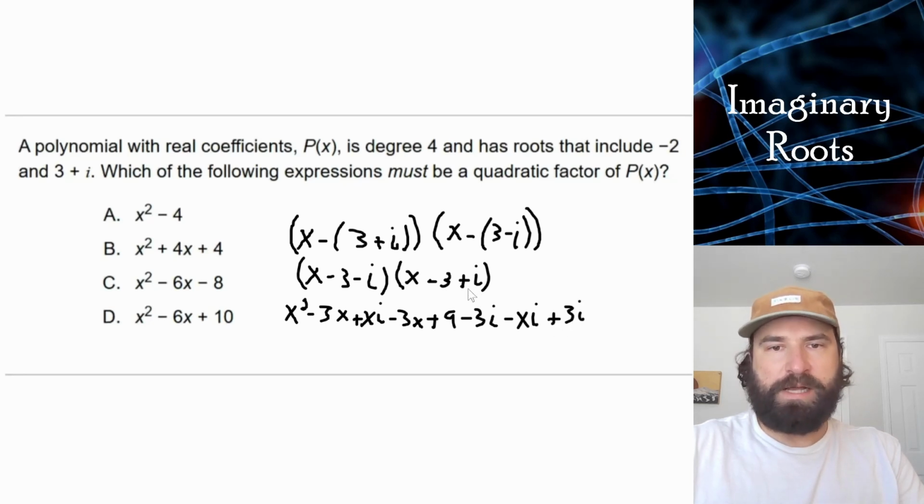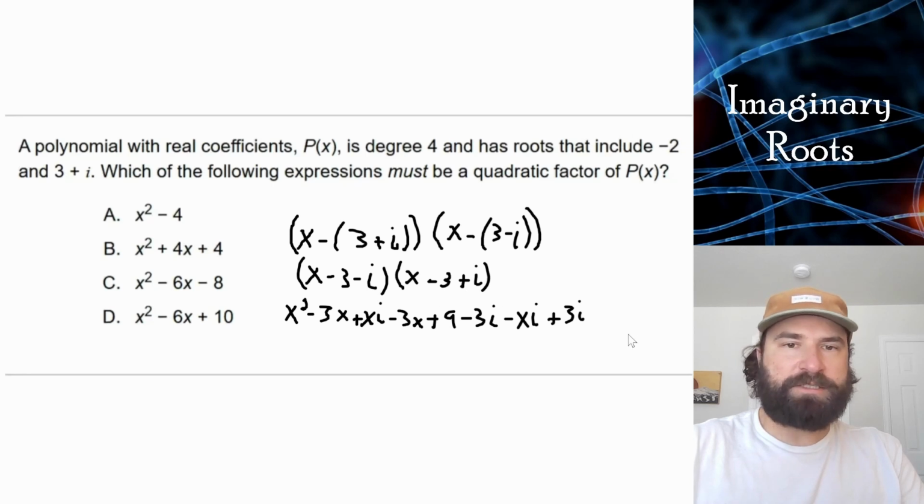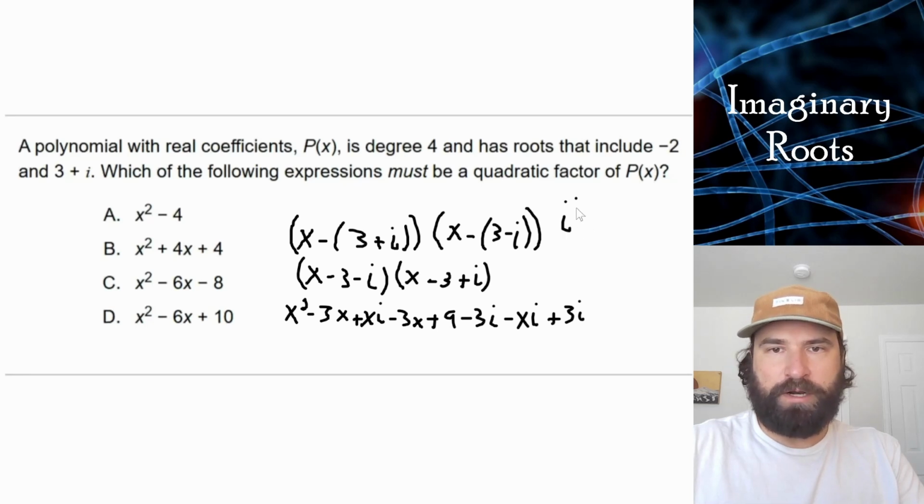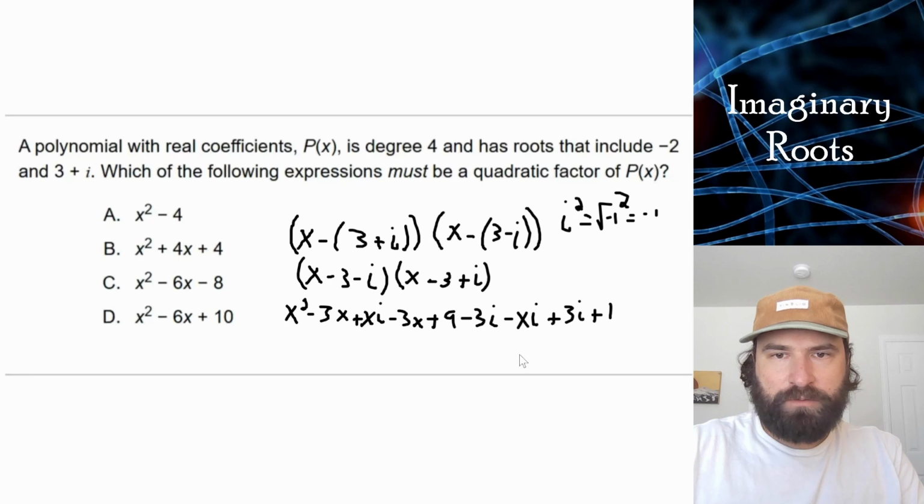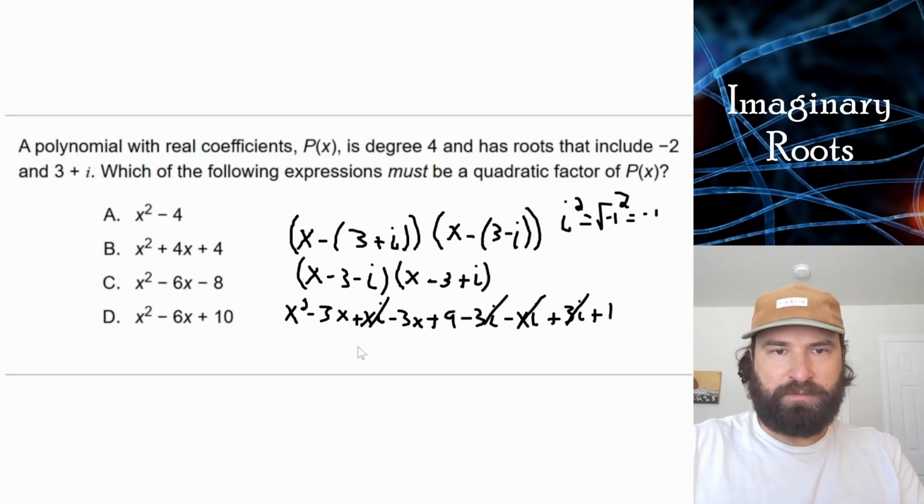-i times +i is -i squared, and i squared is -1 because i is the square root of -1. So i squared equals the square root of -1 squared, which just equals -1. So that's where I'm getting -i squared would be -1, which would be +1. Then we're going to have a lot of stuff cancel out here. We've got a +3i. We've got a -3i. We've got a +xi. We've got a -xi. And then everything else can be combined.